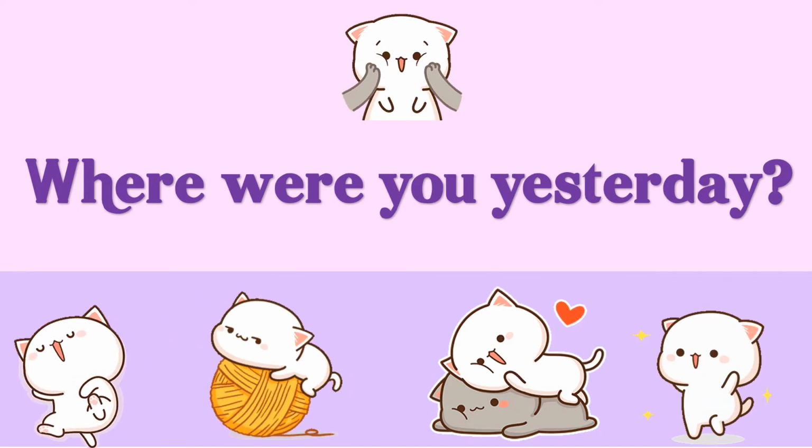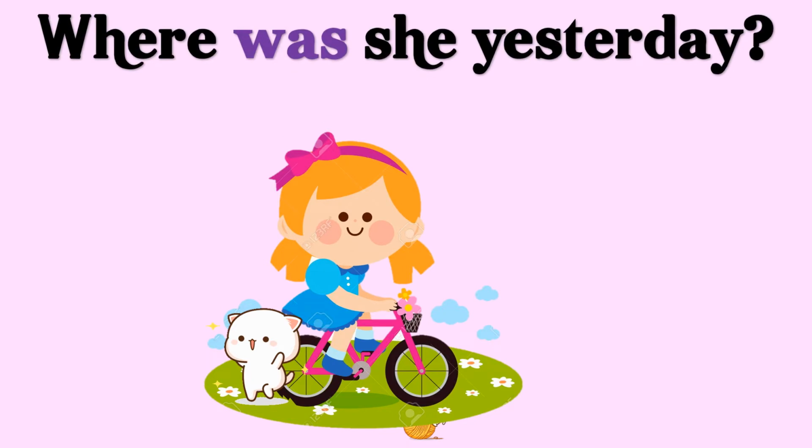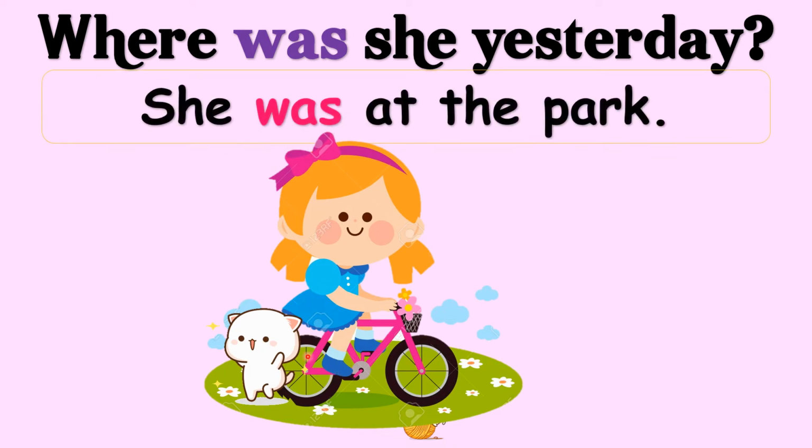Okay, so, questions from your textbook. Where were you yesterday? Di manakah awak semalam? Okay, look at the picture. The girl is cycling at the park. Okay, so the question is, where was she yesterday? Di manakah dia semalam? So, I said here tadi, kat mana tadi? At the park. So, we are going to answer, she was at the park. Dia ialah ada di taman.